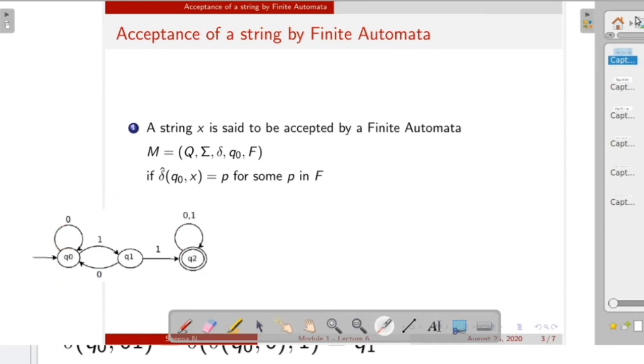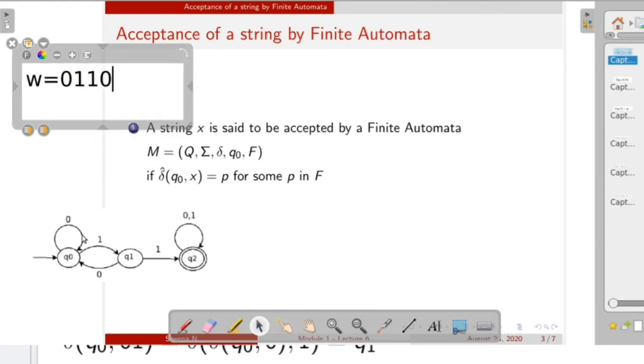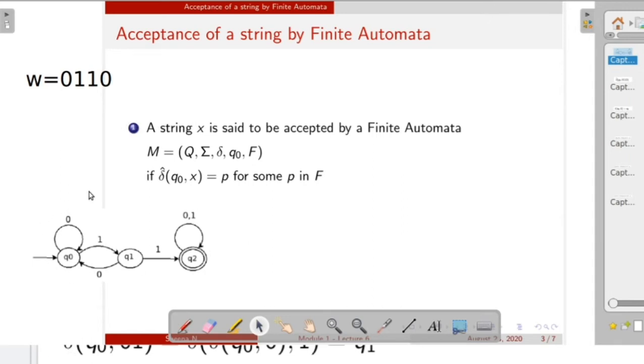Consider a string W equal to 0, 1, 1, 0. Our aim is to check whether this string is accepted by this finite automata. So we have the transition diagram here. Then we start from the initial state.